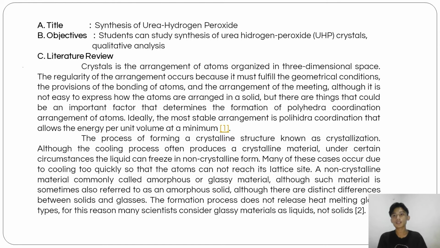A. Title: synthesis of urea hydrogen peroxide. B. Objective: students can study the synthesis of urea hydrogen peroxide, or UHP, crystal, and qualitative analysis.